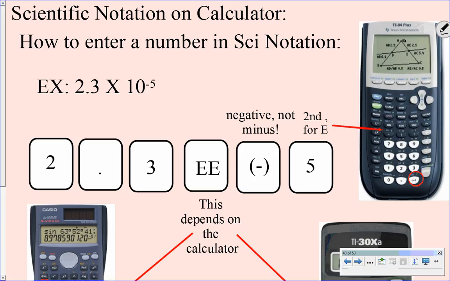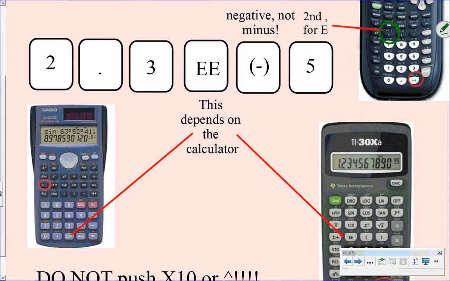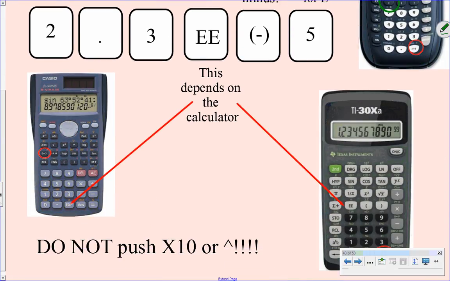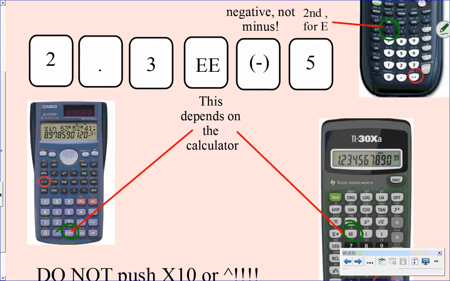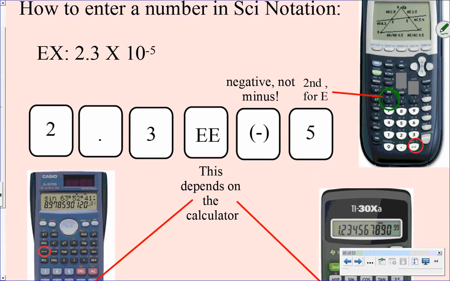Using a graphing calculator, you're going to see it as the second function of your comma button. If you're using a different type of graphing calculator or scientific calculator, you're often going to still be able to find this E button. On some calculators, it may be called EXP. Again, don't be using times 10 or the caret button. This can get you into some trouble. Sometimes it'll work okay, but there are times where it will not.